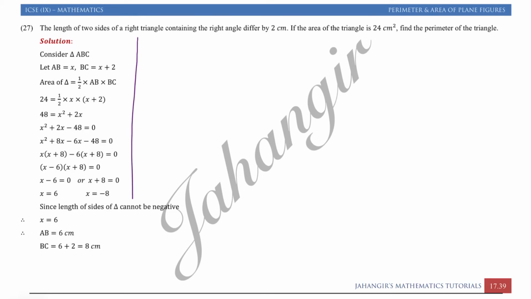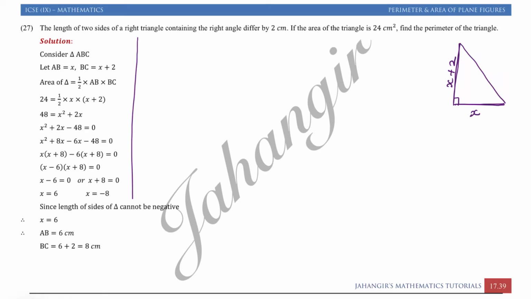Length of the two sides of a right angle triangle containing the right angle differs by 2. So if we make a diagram of the right angle triangle, we can consider one side as x, so another side can differ by 2. It can become x plus 2 or x minus 2. It can be anything. I'm just assuming the smaller side as base, so the greater side can be x plus 2. If you assume the greater side as x, then the smaller side can be x minus 2. That is up to you.